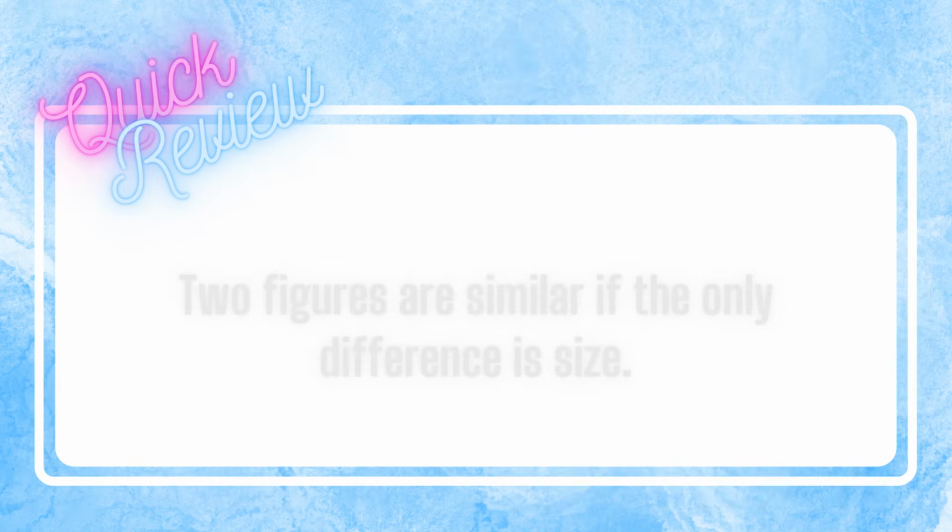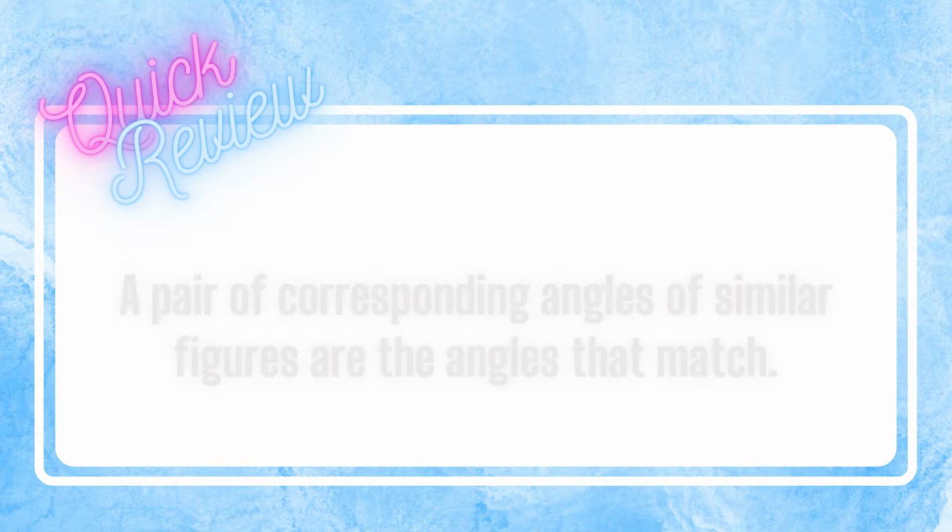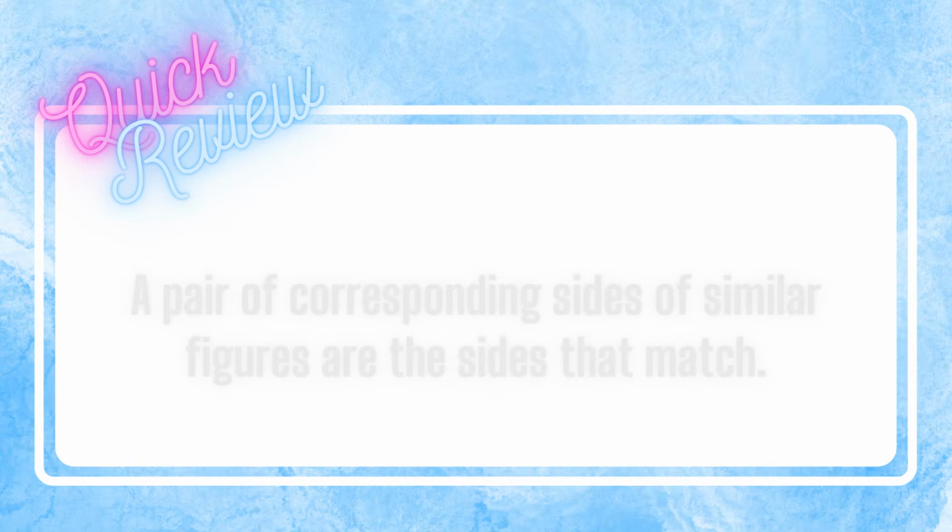So just as a quick review, two figures are similar if their only difference is size. A pair of corresponding angles of similar figures are the angles that match. And a pair of corresponding sides of similar figures are the sides that match. By being able to find corresponding sides or corresponding angles, it will help us find missing side lengths as well as missing angle measures.